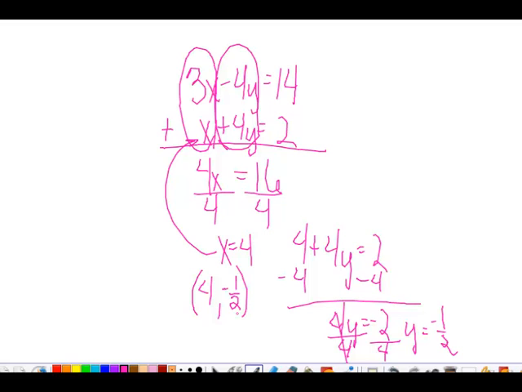That is your answer. So again, my point to this is, depending on how the equations are set up depends on which method I would use. You're still free to use graphing, or you're still free to use substitution.